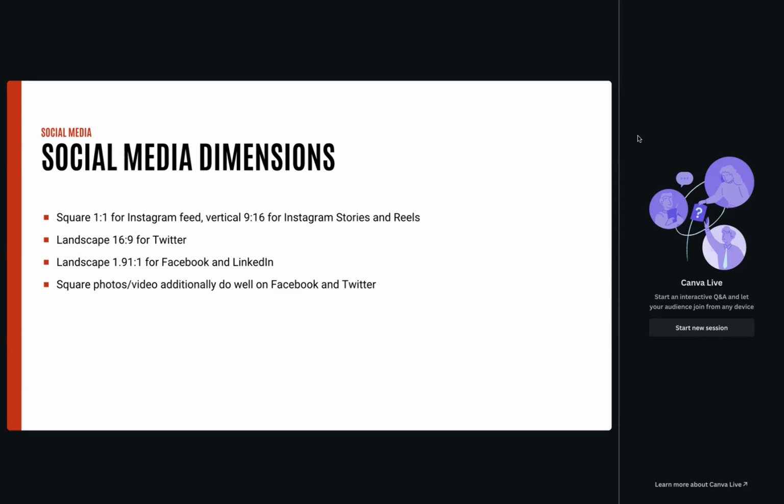I've been experimenting a little bit with square photos and videos on Facebook and Twitter, and those do great because they take up more of your screen when you're on a phone looking at those platforms. So people are more likely to stop and look at it if more of their screen is taken up. I would refrain from using anything vertical outside of Instagram stories or reels unless you have to, just because that takes up so much of the screen that it can be kind of annoying to look at. But square has been doing well, specifically on Twitter.